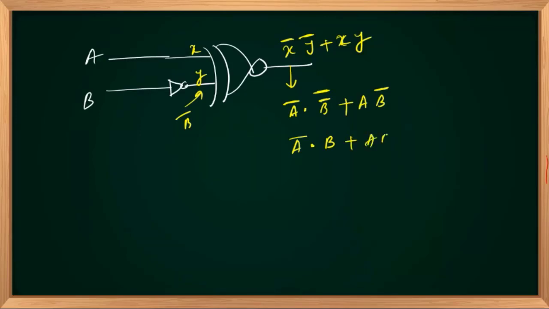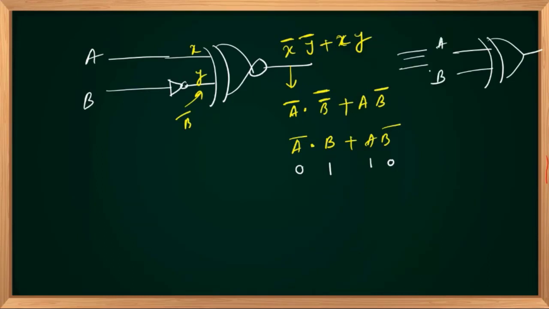Plus A B bar. What is this? Which expression is this? A bar B implies A0 B1. A B bar implies A1 B0. So for different inputs, I'm getting a 1. So that is equivalent to which gate? XOR gate with A and B. Is that clear? Yes, sir. Okay. Thank you, Kamal. Right.